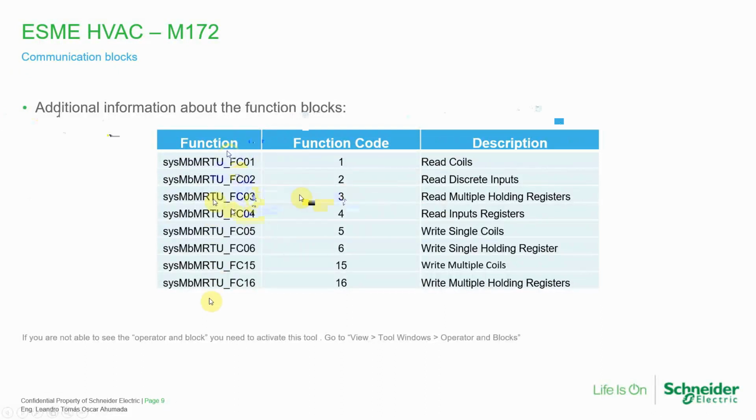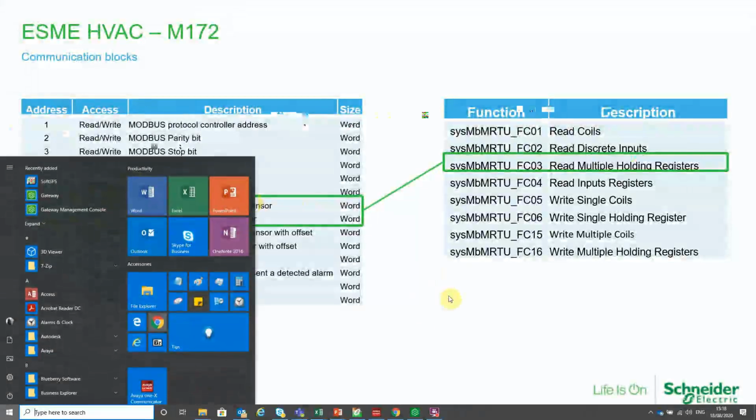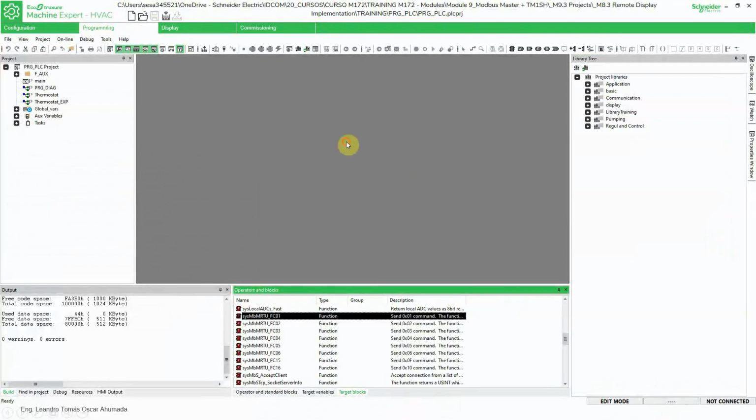In this particular case, we're going to focus on function number 3. This is the function that we have in the tool, in EcoStruxure Machine Expert HVAC. The function code in Modbus is number 3, and its purpose is to read holding registers, %MW. So we're going to use this function block, number 3, to get access to the information of the sensor. Okay, so let's go back to the program.